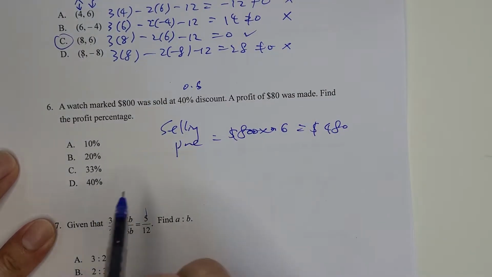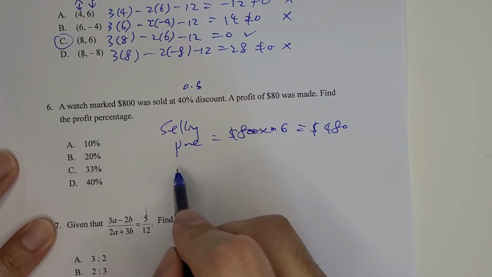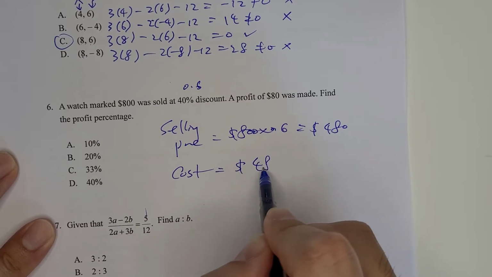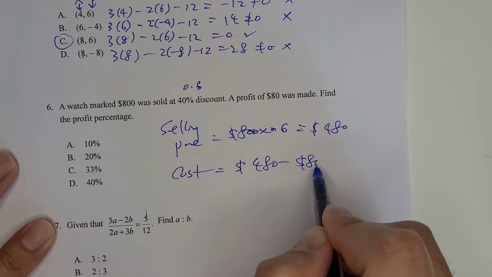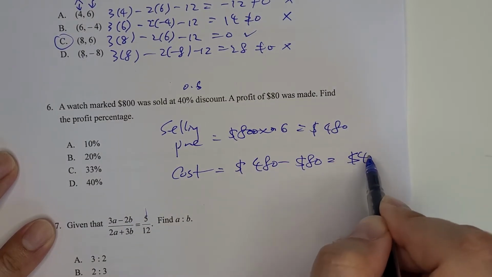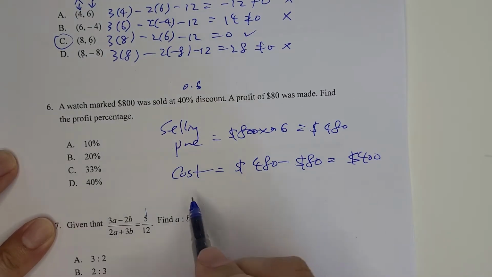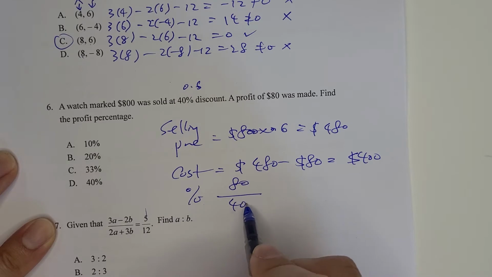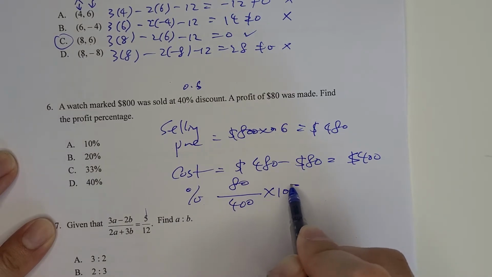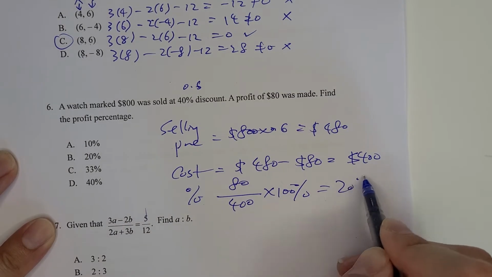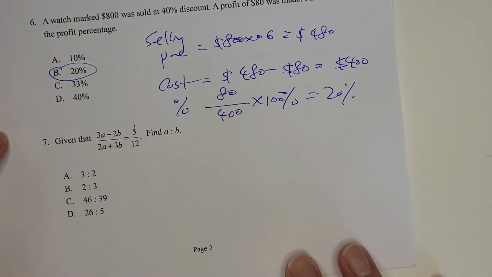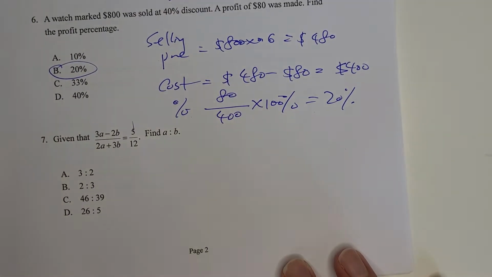480. And the profit is 80, so the cost will be 480 minus 80, so that is 400. And the profit percent will be the profit 80 over the cost 400 times 100%, so that is 20%. The answer is B. So go to question number 7.